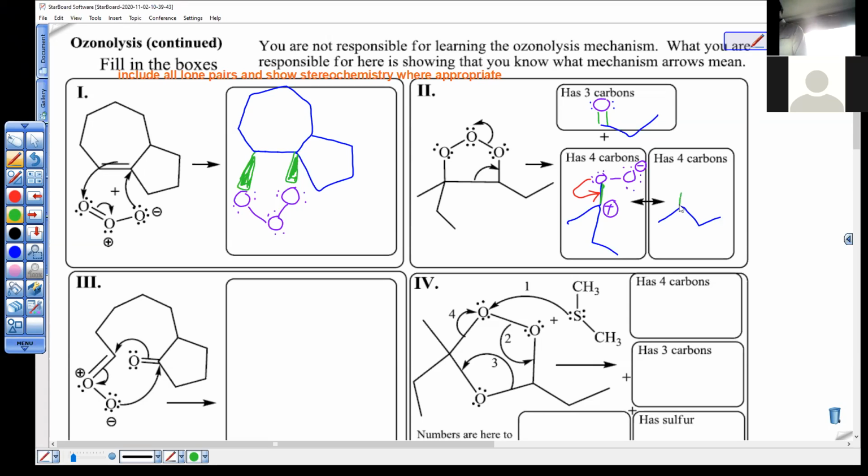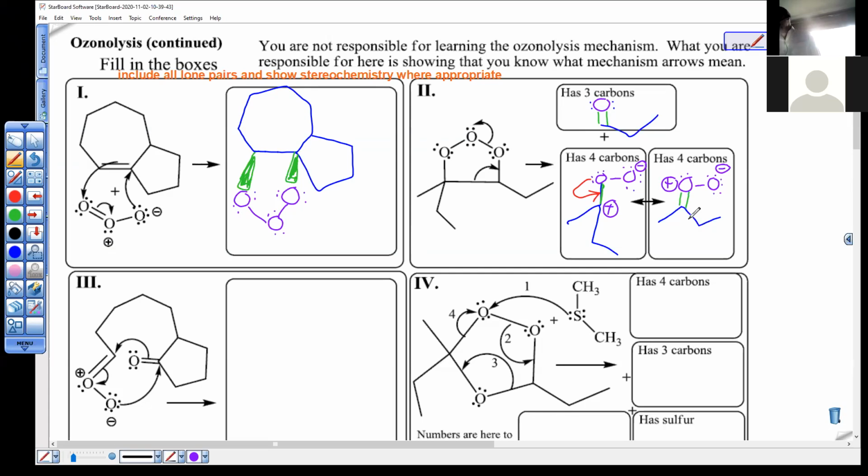Two bonds to an O, purple. Didn't change this oxygen, still an anion. This oxygen used to have 2 lone pairs, down to 1 with 3 bonds. That's called an oxonium. And there you have it.